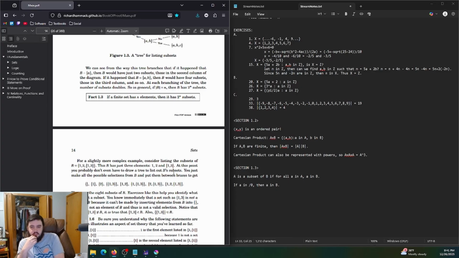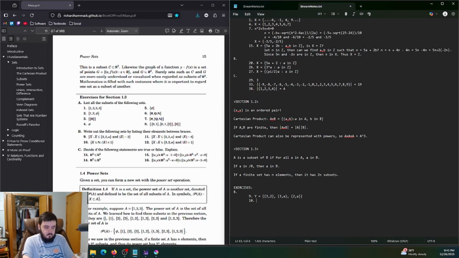For a slightly more complex example, consider listing the subsets of B equals {1, {1, 2}, {1, 3}}. This B has just 3 elements. At this point, you probably don't even have to draw a tree.